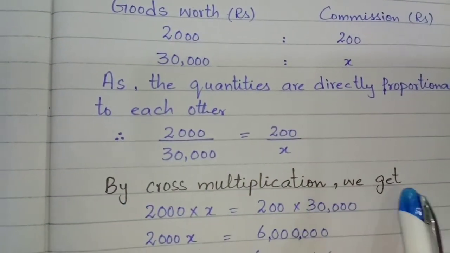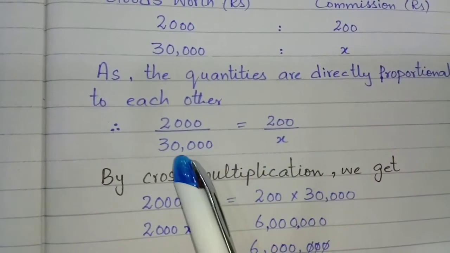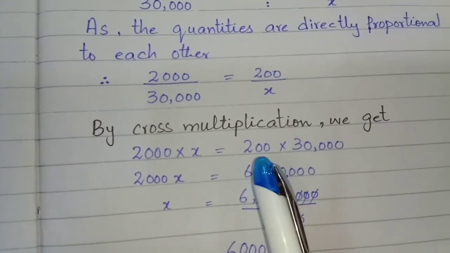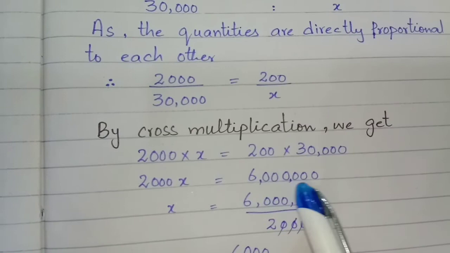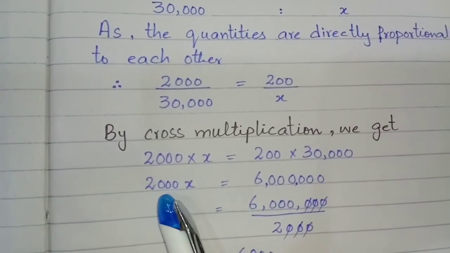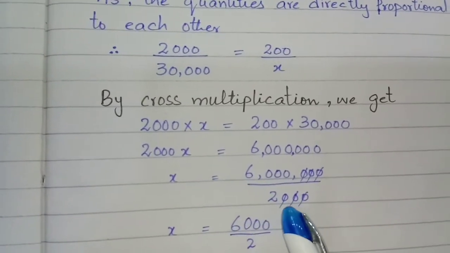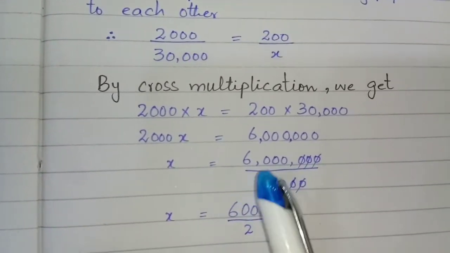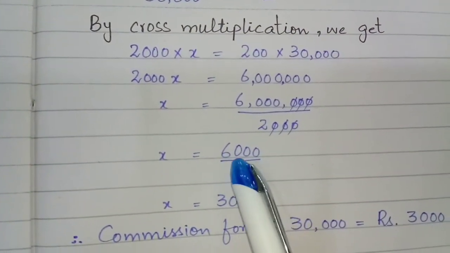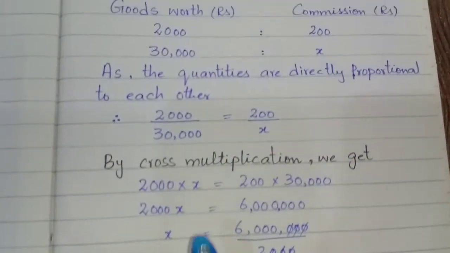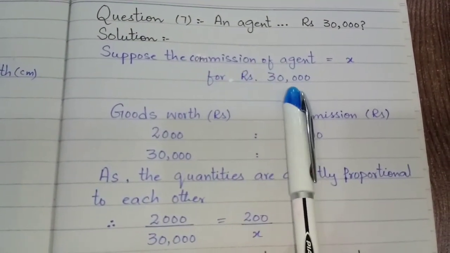So by cross multiplication we get 2000 multiplied by x is equal to 200 multiplied by 30,000. And when we multiply 200 with 30,000 we get the answer 6 million. Now 2000 is multiplied here and it will be divided on the opposite side. So 30 will be cancelled out with 30 and we get the answer 6000 divided by 2. And after the cancellation we get 2 1s are 2, 2 3s are 6 and 000. Then x is equal to, suppose the commission of the agent for rupees 30,000.